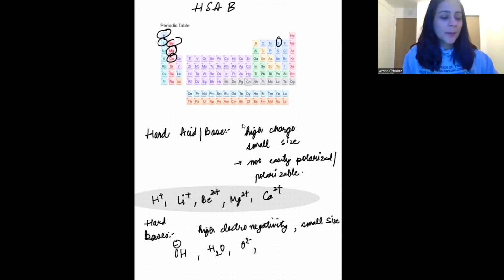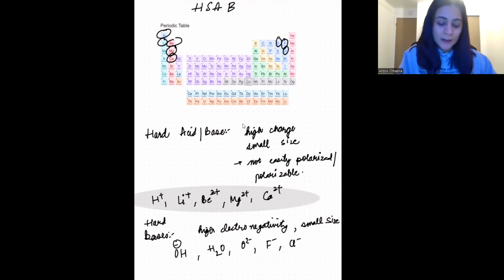Okay, so what can be the other examples of hard bases? So think about F minus, right? Fluorine, again, electronegative, is very small in size. How about chlorine minus, Cl minus, also electronegative, is smaller in size, as it's not as big as the bromine and iodine, but still kind of considered smaller. So we'll still take that as a part of a hard base.